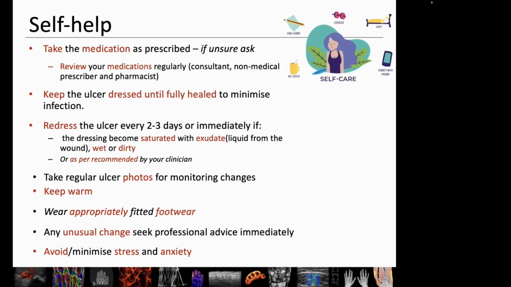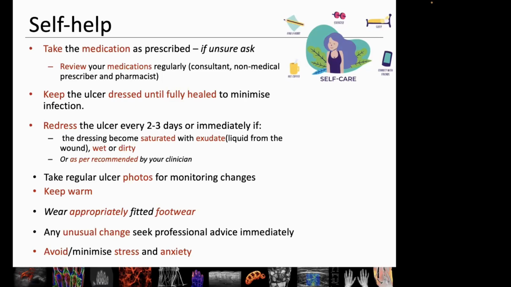If the dressing becomes wet or dirty or saturated with a lot of liquid coming out of it, you need to change it immediately. And by dirty, I don't mean a little bit dirty on the outside. I mean like pottering around in the garden or something like that, and it gets really dirty, that needs to be changed immediately. The reason is because otherwise the dressing loses its properties and you have more risk of getting infected and so on. Also follow the instructions as recommended by your clinician, as different dressings will have to be in place for different times.